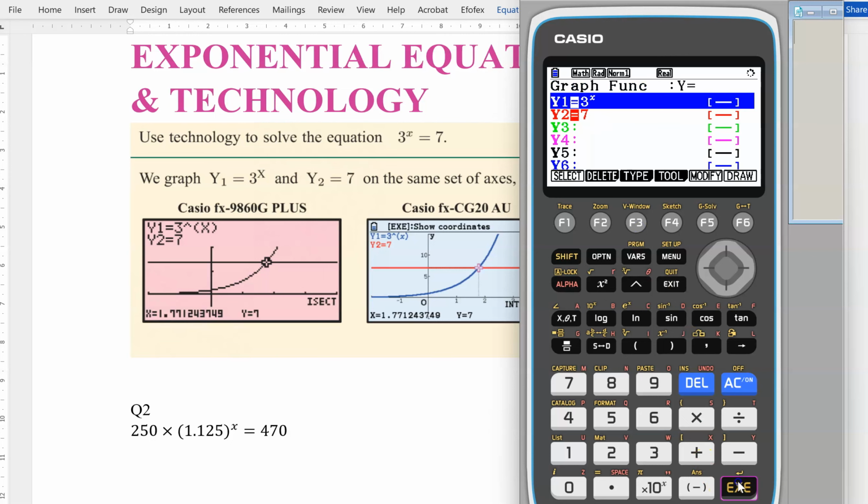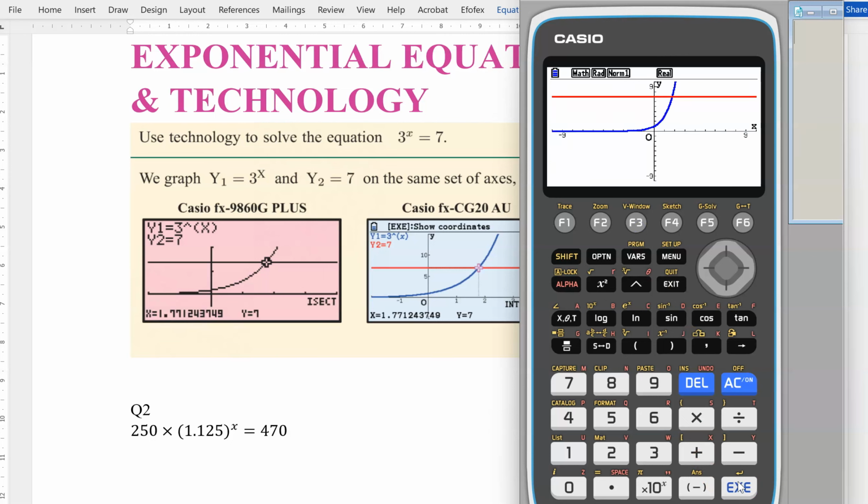In this case, we're really lucky that we get something here. If the graph didn't appear, one of the options is Shift, Zoom, so F2, and then press Auto. We don't have to do that in this case. We're good. So our solution is this intersection right here.